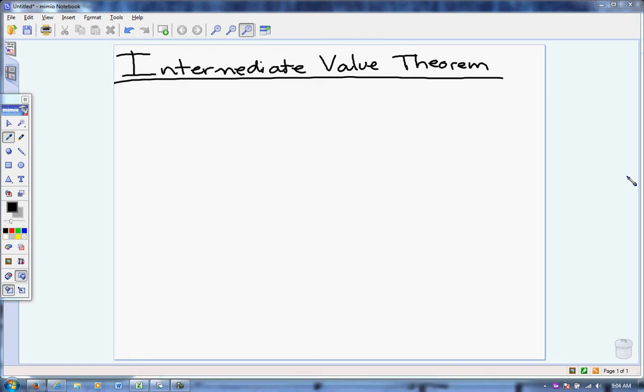Today we need to talk about a very important theorem, especially in pre-calculus and calculus, and it's the intermediate value theorem. It's not real complicated, but it is important.